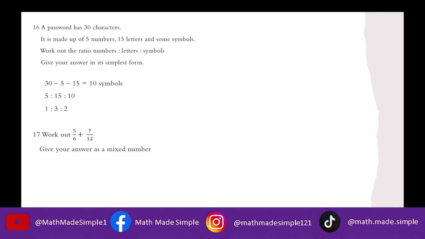Question 17 reads as follows. Work out 5 over 6 plus 7 over 12. Give your answer as a mixed number.